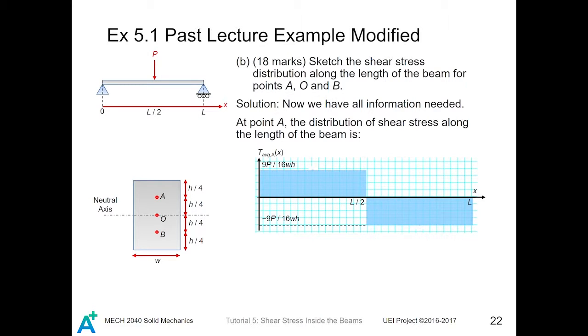For point A, first it is 9P divided by 16wh, but after L divided by 2, the shear force V will become negative, then consequently the shear stress inside it will become negative as well. This is why, for the left half of this beam, the shear stress is positive, which is 9P divided by 16wh. But for the right half, the shear stress is negative, which is minus 9P divided by 16wh. And similar for O and B.